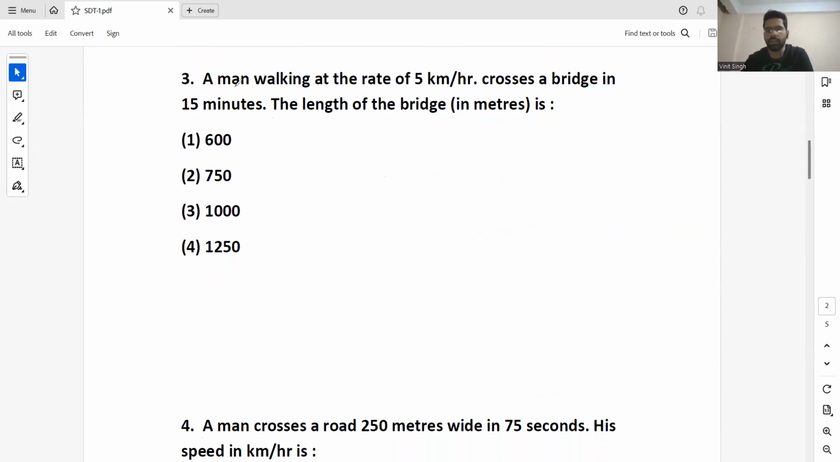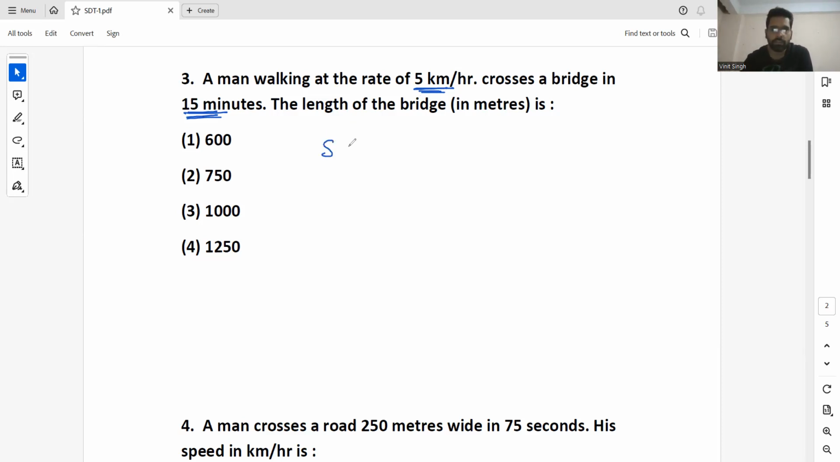Now, question number 3. A man walking at a rate of 5 km per hour crosses a bridge in 15 minutes. We have to find the length of the bridge. Simple question: speed is given 5 km per hour, he crosses the bridge in 15 minutes, and we have to find what will be the length of the bridge.